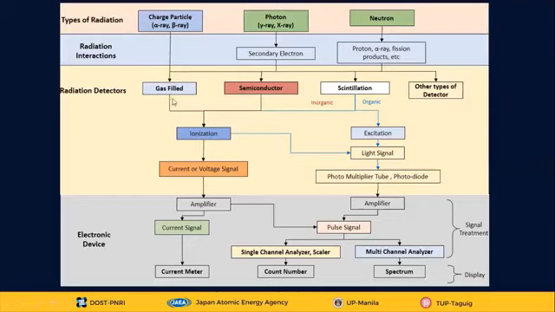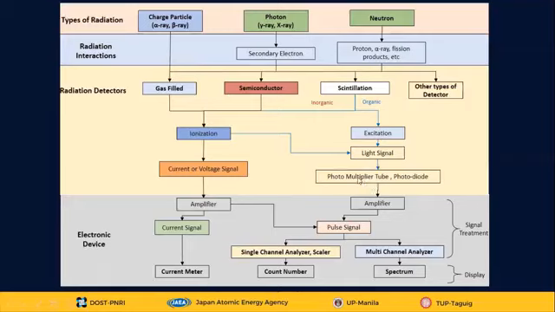So the different radiation detectors here are gas-filled detectors, semiconductor and scintillation, which are classified as solid state detectors, and other types of detectors not mentioned here, which are luminescence detectors and activation detectors. For the gas-filled, the ionization can cause current or voltage signals, whereas in semiconductors and other types of solids, you have excitation, production of a light signal, processed by the photomultiplier tube.